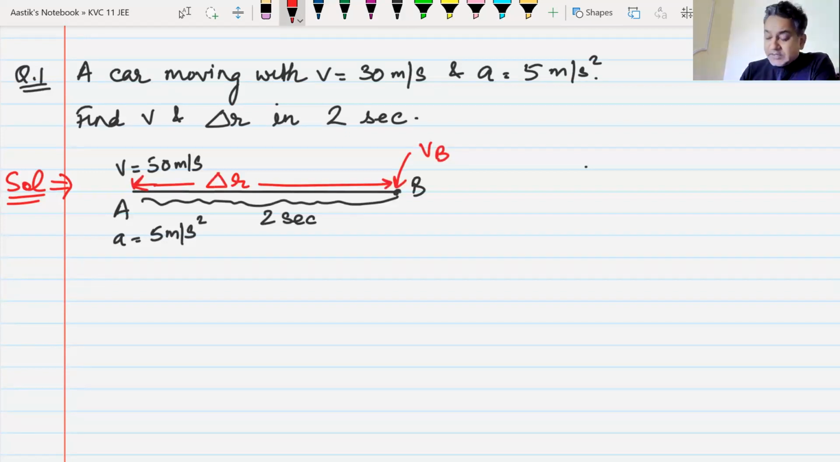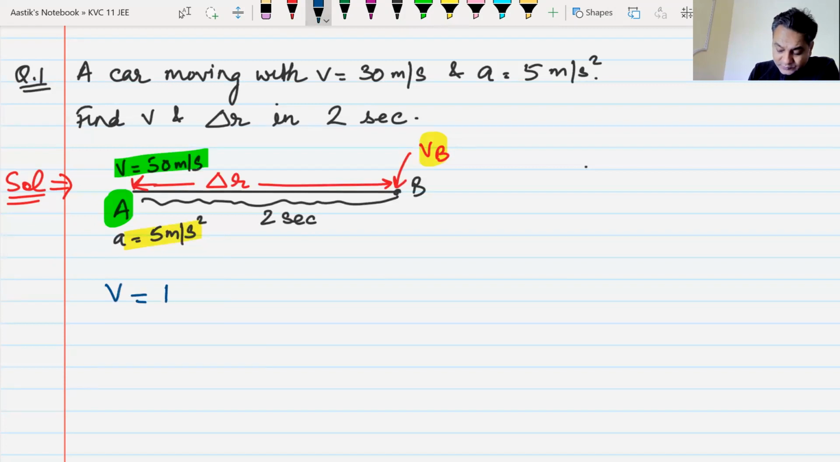I will start. The first thing that I'm supposed to find out is the value of velocity at point B. If I start from point A, my A becomes the initial point, so this velocity becomes my initial velocity, and this becomes my acceleration. I have to find the final velocity. So which equation am I going to use? I am going to use v is equal to u plus at. Now remember, I have to use it with proper signs.